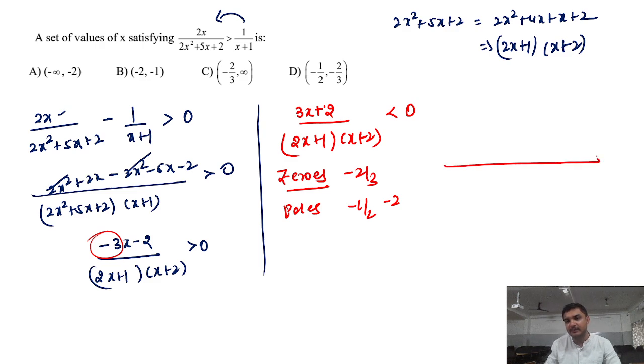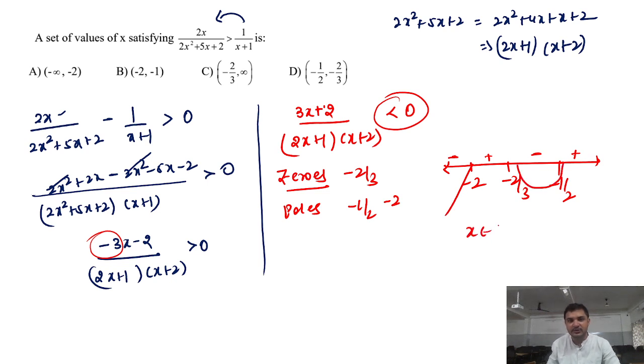On the number line, what will I be plotting? Minus 2 in the extreme left, right? Then which one is greater? Minus 2 by 3, then we will have minus half. Next the signs are plus, minus, plus, minus. What are they asking for? Less than 0 means we need to take minus, right? So x belongs to minus infinity to minus 2 union minus 2 by 3 to minus 1 by 2.